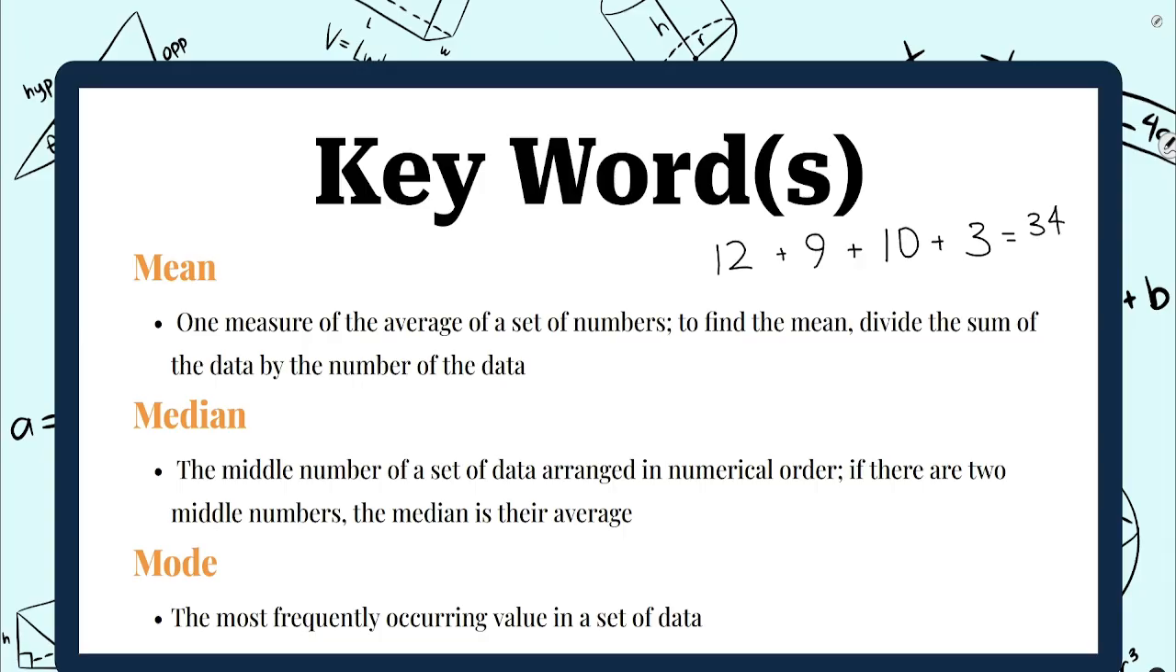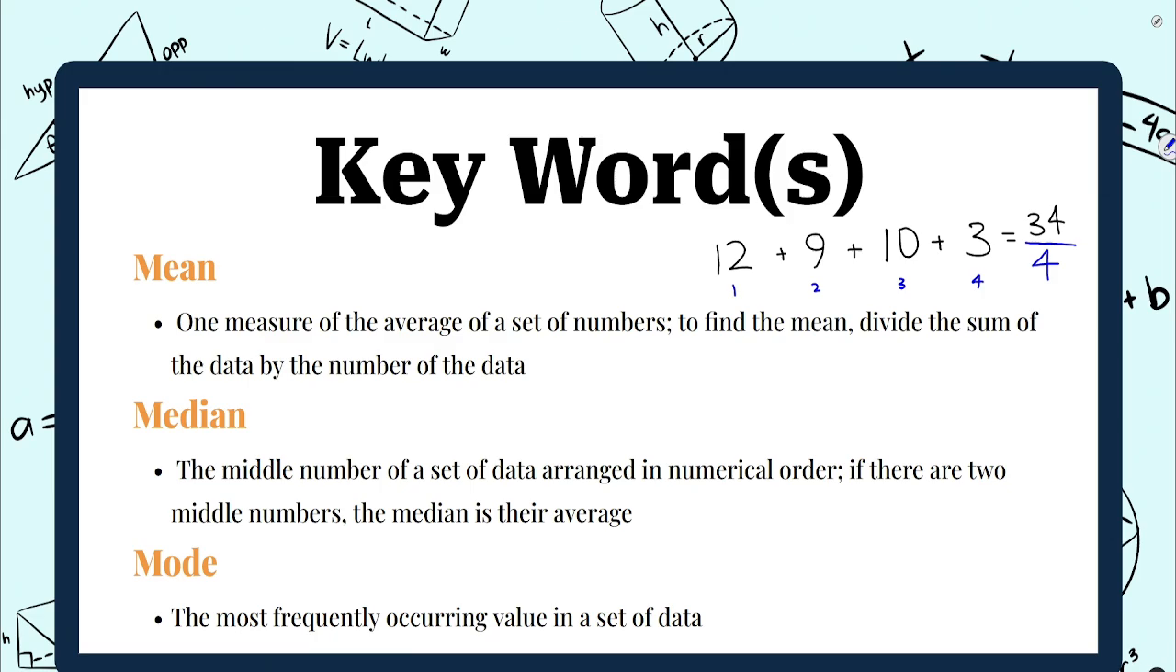And you're dividing the sum, so the sum is 34, dividing the data by the number of the data. So here we have 1 for our number 12. 2 numbers gives us 9, 10 gives us 3 numbers, and 3 gives us 4 numbers. So we divide by 4. To find the mean, you're taking the sum of the data set, the set of numbers that you have, and you're dividing it by how many pieces of information there are. So you find the sum and you divide it by the number.